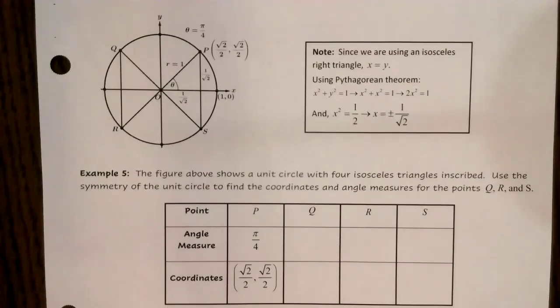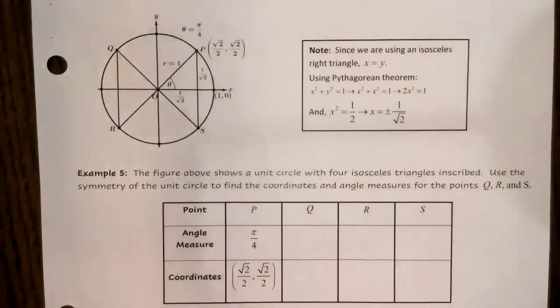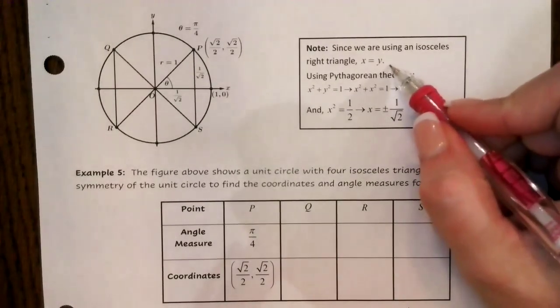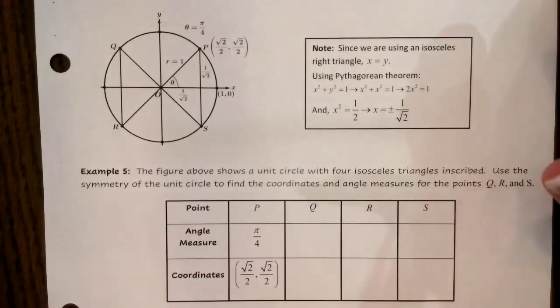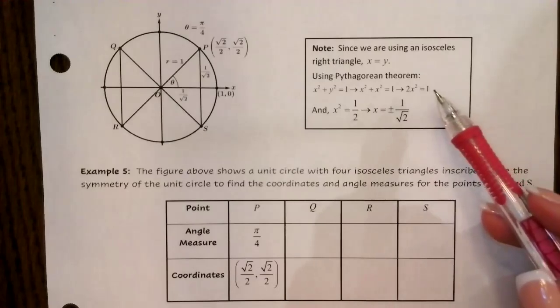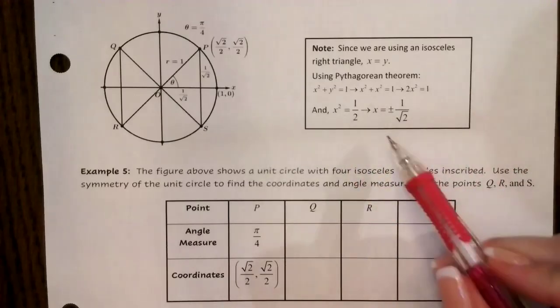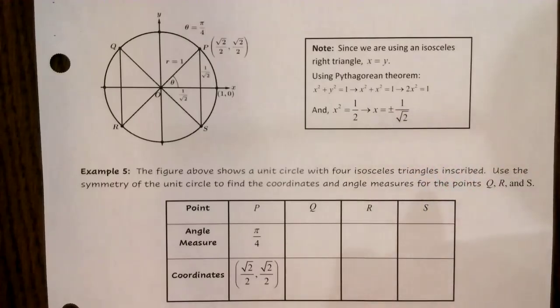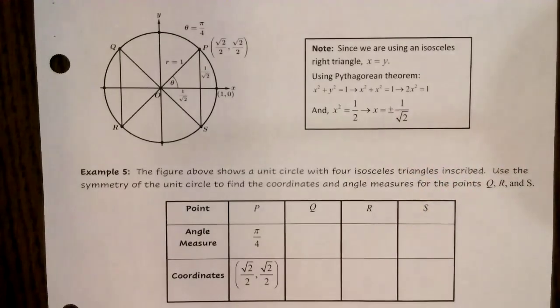So here is an example of that. And so since we are using an isosceles right triangle, x is equal to y. Using Pythagorean theorem, then x squared plus x squared equals 1. So 2x squared equals 1 and x squared equals 1/2. And then, of course, when we take the square root, plus or minus, x equals 1 over root 2.